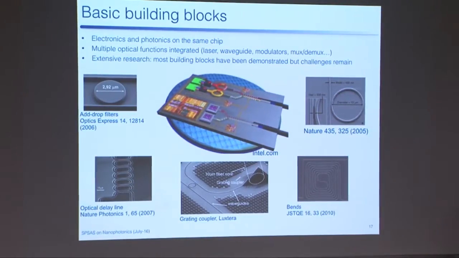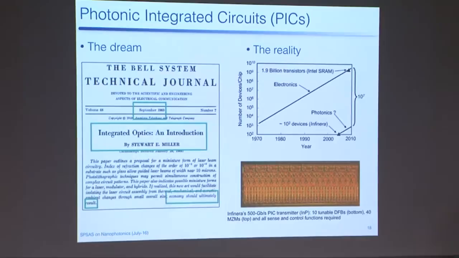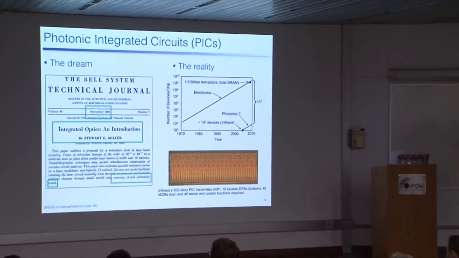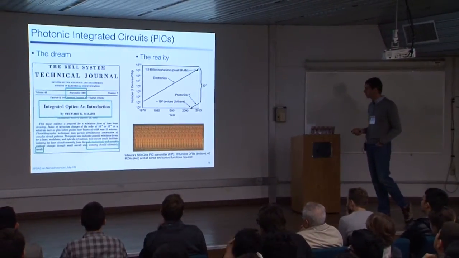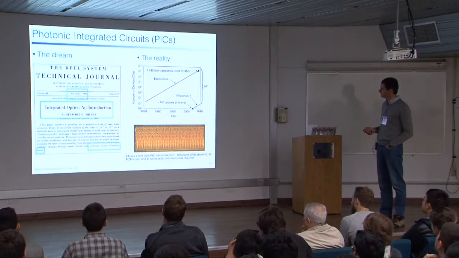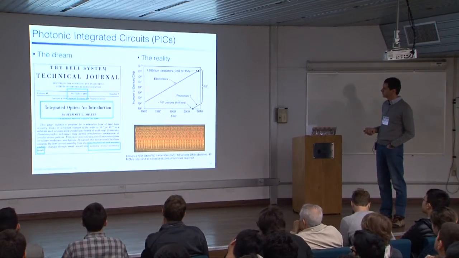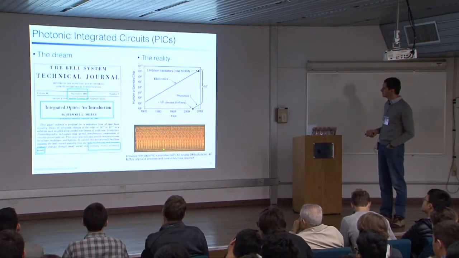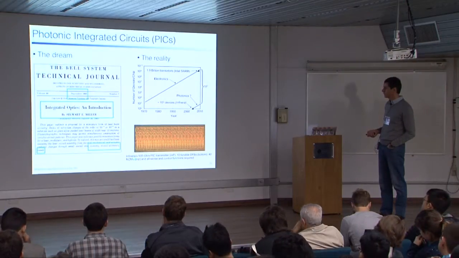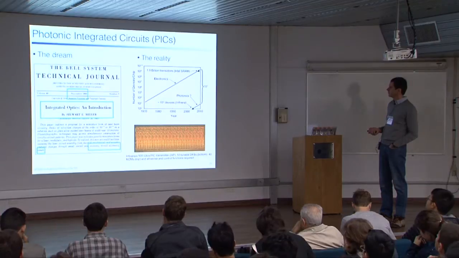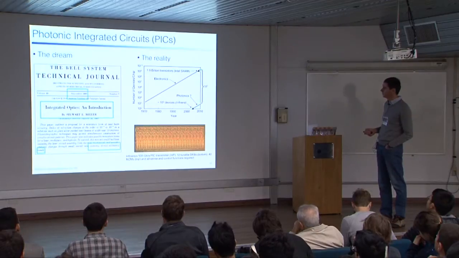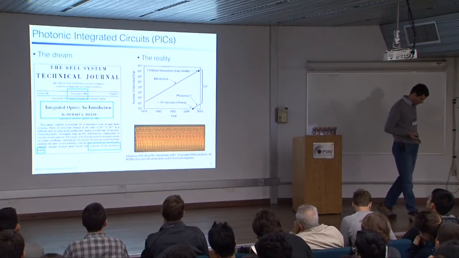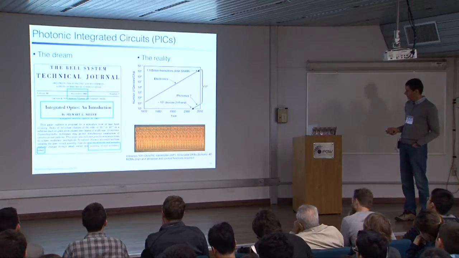What does that mean? Does that mean we're done? I'd like to go back to this paper here that compares where photonics is with respect to electronics. This is sort of the dream when we're talking about photonic integration, in the Bell Journal in 1969. This is a picture of a commercial chip from a company called Infinera. And you compare the number of devices per year. Of course, in electronics, you have a lot done, and in photonics, you have a gap of 10 to the 7. This is just to show that there is still a lot to do.